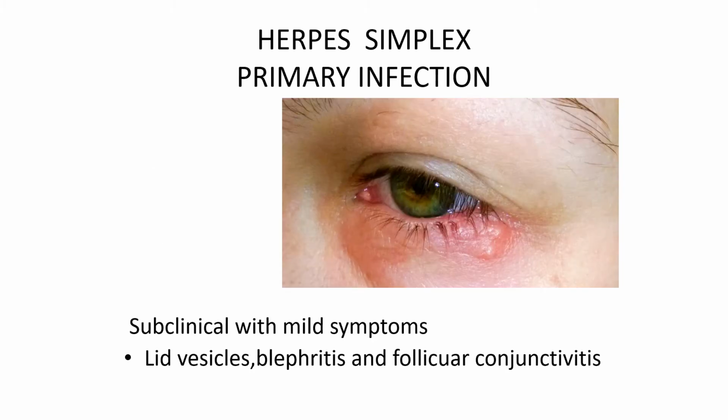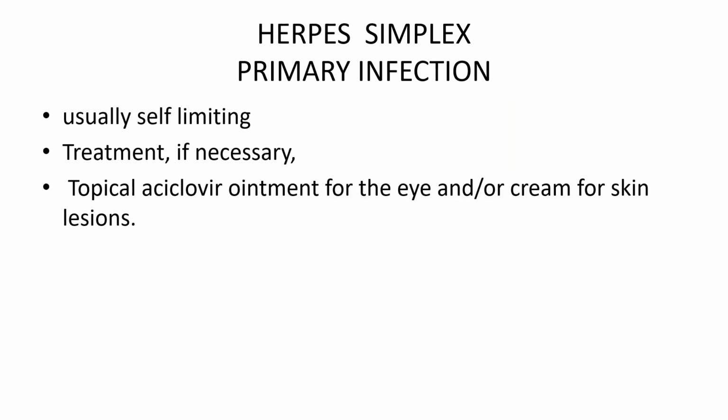It is subclinical with mild symptoms, and symptoms may be lid vesicles as you see in this picture. These are lid vesicles, small vesicles in the lower lid, or the patient can present with blepharitis or follicular conjunctivitis. Primary herpes simplex infection is usually self-limiting, and if treatment is required, it could be topical acyclovir ointment for the eye, and for lid vesicles you can prescribe acyclovir ointment.